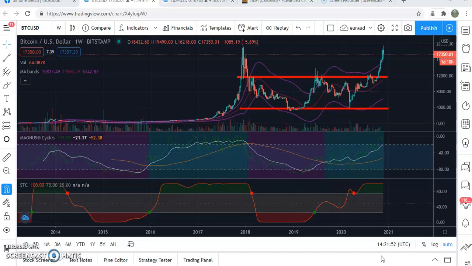So today I want to analyze the cycles, so I want to focus my attention and your attention on the cycle studies. I'm using the Magnus cycles and the Schaff Trend Cycle, and in this case I've personalized the default settings, so we're not using the default settings, but I've changed the parameters this time. I'm not going to share with you the parameters that I've used, but it's quite intuitive where we are right now.